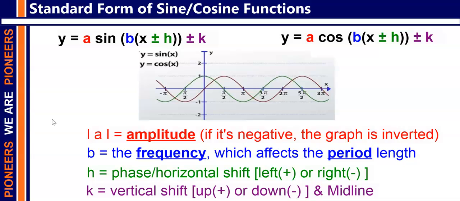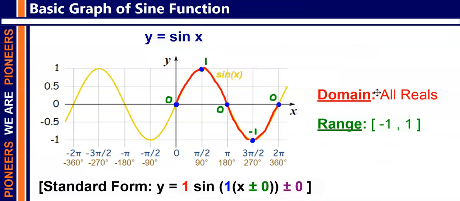H is the horizontal shift, which is left or right, and k is the vertical shift up and down, which is also the midline. Here's the basic graph of the sine function, where y equals sine x. If you were to write it in standard form, here it is, where all the a's in a, b, h, and k can be represented by 1s and 0s.